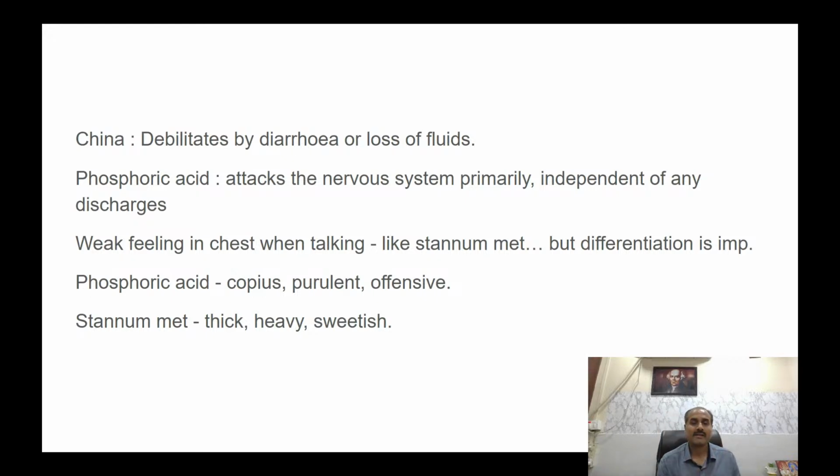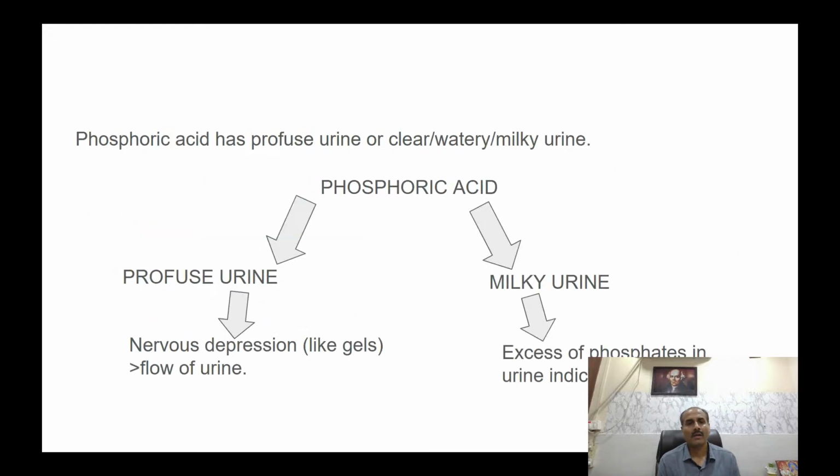And then Dr. Nash tells us how phosphoric acid has a weak feeling in the chest when talking, like stannum met, and the differentiation is important. Phosphoric acid will have copious, offensive and purulent sputum, whereas stannum met will have thick, heavy, and sweetish sputum.